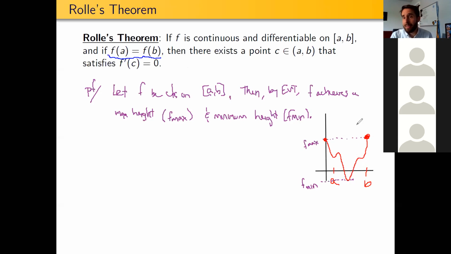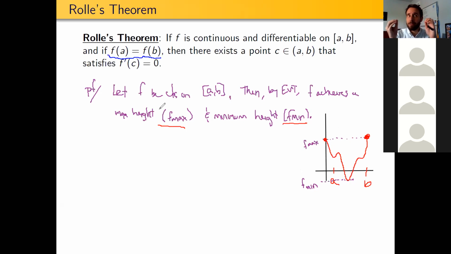Right? Maybe my function looks something like that. So the idea then is that I have these two different heights, f maximum and f minimum, but one of them is going to have to occur somewhere in the middle of the interval, right? Somewhere between a and b. The way that I've drawn this, f max is occurring at the endpoints, but f min is occurring in the middle. It cannot be the case that both f max and f min occur at each of the endpoints because the two endpoints are the same height.